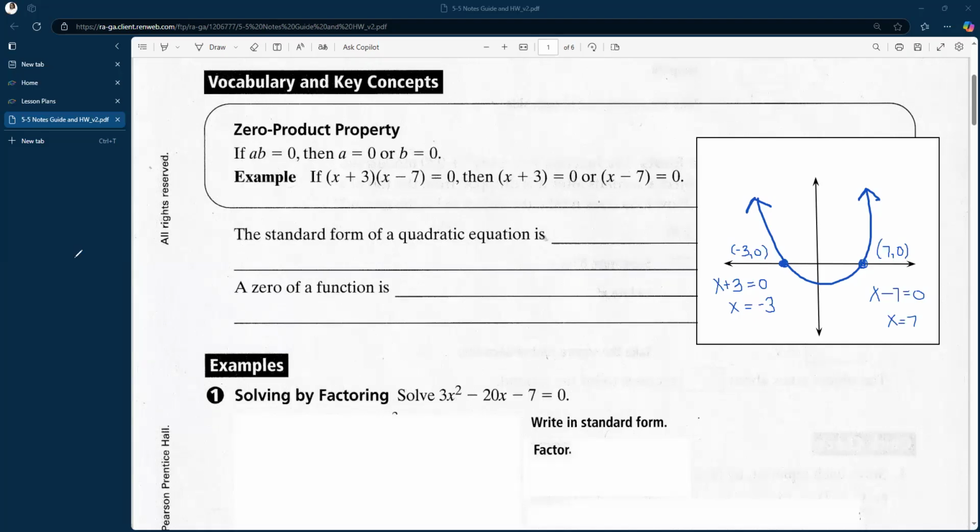The standard form of an equation is in this form: ax squared plus bx plus c. The only condition is a cannot equal 0. If a equals 0, we are no longer dealing with a quadratic, we're dealing with a linear function. For the quadratic in our example, in standard form, it would be x squared minus 4x minus 21.